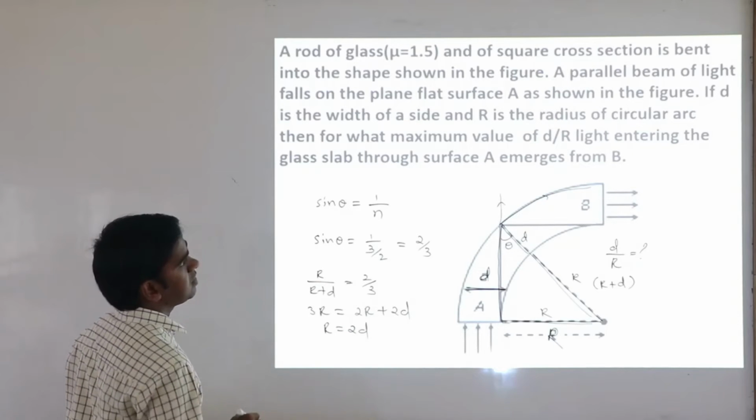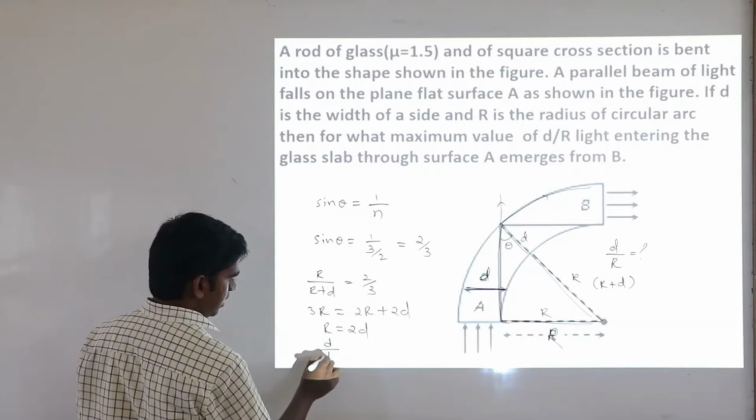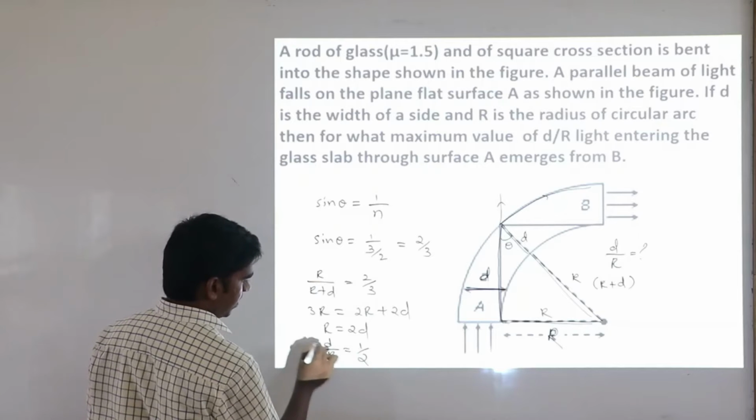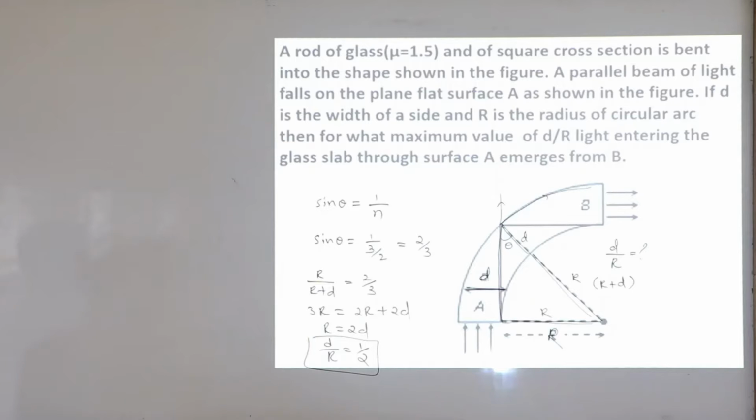So what are they asking? They are asking the d by r ratio. So take d and r on this side. So d by r equals 1 by 2. So this is what is going to be your answer. The maximum ratio of d by r is equal to 1 by 2, or 1:2.